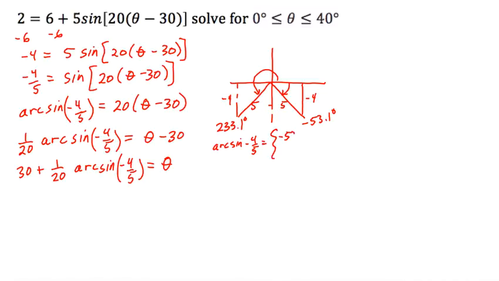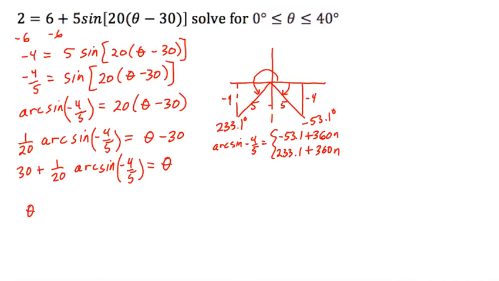Negative 53.1 plus 360n, that's everything coterminal with negative 53.1. And 233.1 plus 360n, that's every angle with that sine value in the third quadrant. Those are the things I'm going to substitute in for arc sine.